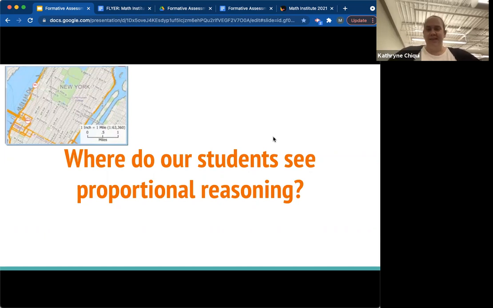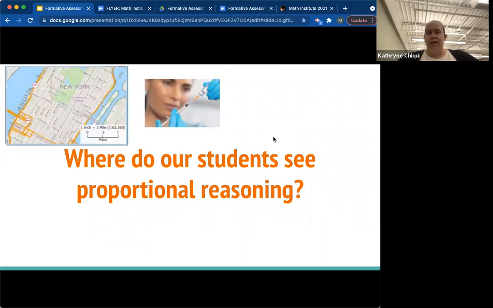Mark and I kind of put our heads together and we thought up a couple examples. Using maps was one of the ones that we came up with, the scaling of them. Another one was giving dosages from medicine. Doing kind of the best buy. So somebody already said shopping, right? When you're in a store and you're trying to figure out which one should I buy.